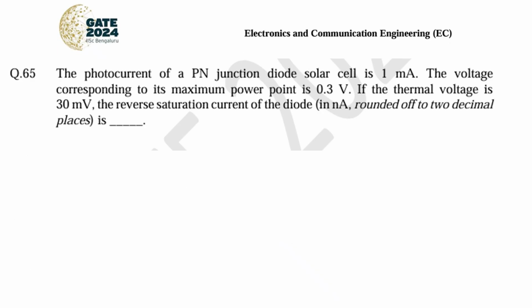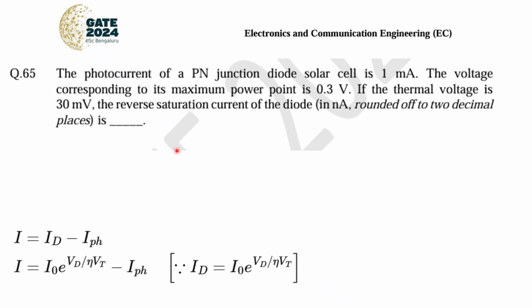Okay, let's take one last question. In this question 65, the photocurrent of a PN junction diode solar cell is 1 milliampere, right? The voltage corresponding to its maximum power point is 0.3 volt. If the thermal voltage is 30 millivolt, the reverse saturation current of the diode is being asked here, right?